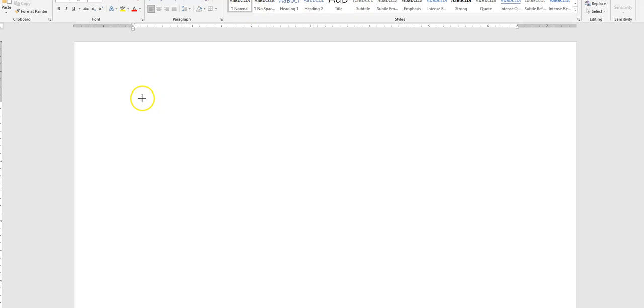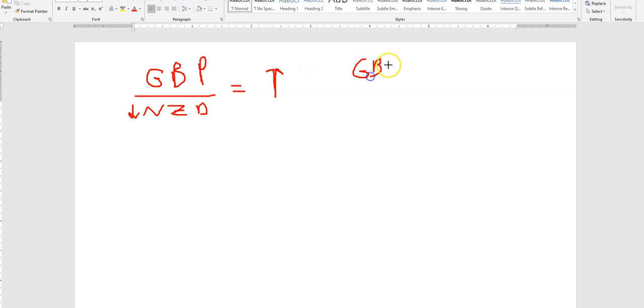Alright, so when you have a ratio, GBP over NZD, a couple things can happen, right? You have a couple scenarios. If NZD goes down, the overall pair goes up, right? Then you've got GBP over NZD. Now if NZD goes up, the overall pair goes down.